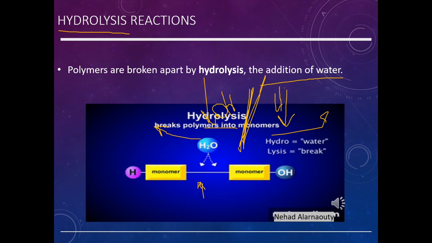I added now dehydration, I removed H2O. Hydrolysis, now I added H2O. I added OH to that side, H to that side to break down the bond. So this monomer is released and the other monomer is released.